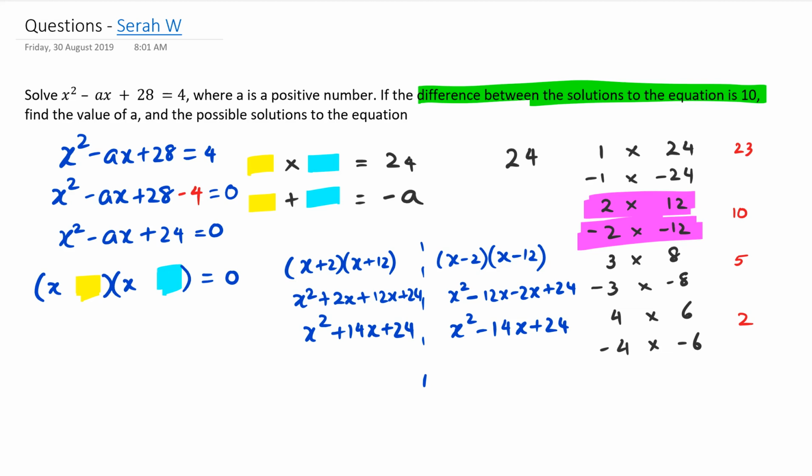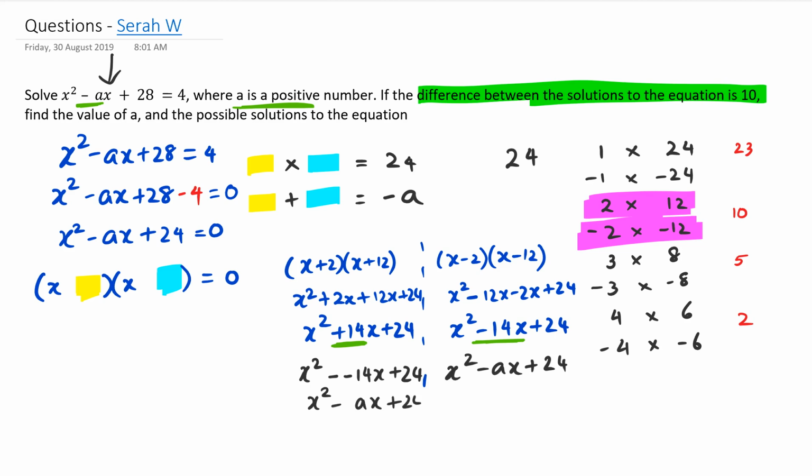Now here's the trick part to this question. It says here that a is a positive number, and we're looking for minus a. So in this case, this is plus 14, but this is minus 14. If we write this down in the same format as up here, we get x squared minus ax plus 24. And here, it's x squared minus 14x plus 24. The reason I put the two minuses is because in the original equation, we have x squared minus ax plus 24. So what I'm trying to show you is that on the left-hand side, a is equal to negative 14, but on the right-hand side, a is equal to positive 14.